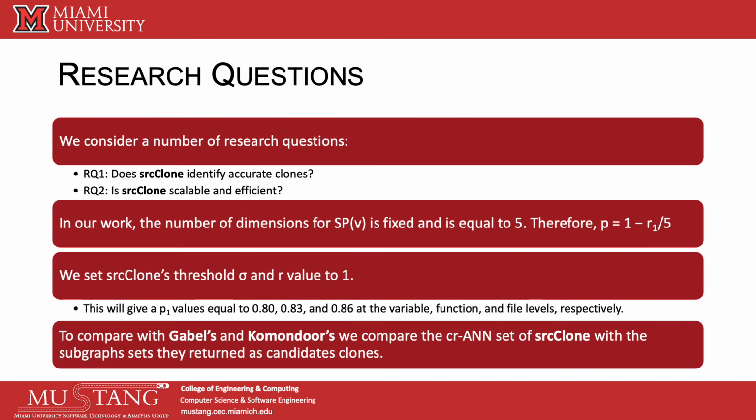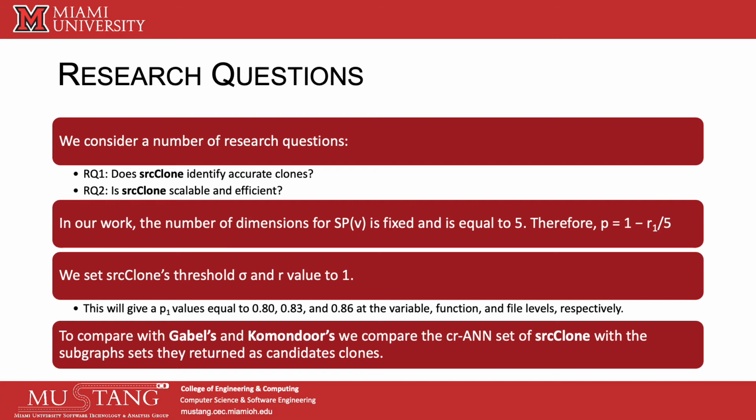There are two research questions we try to address in our evaluation. Does srcClone identify accurate clones? Is srcClone scalable and efficient? Because the number of dimensions in our vectors is fixed, we can specify the probability for the locality sensitive hashing. In our case, it is equal to 1 minus (1 over 5), where 5 is the number of dimensions.